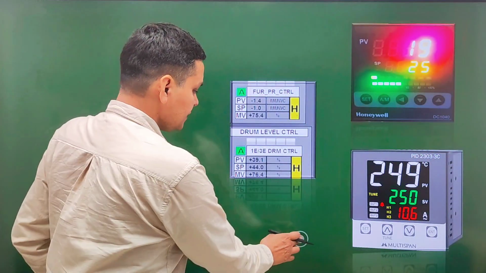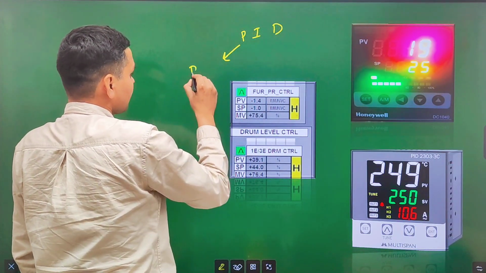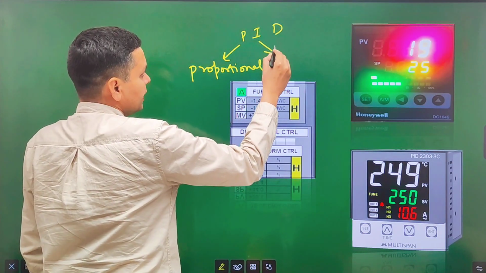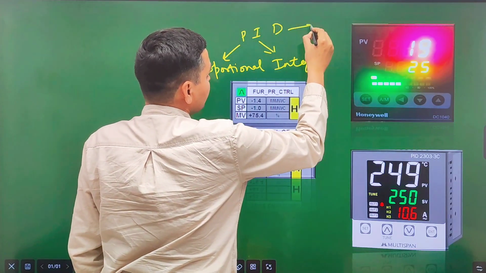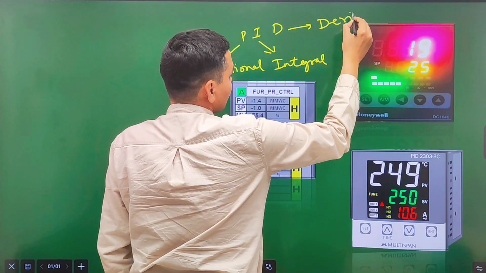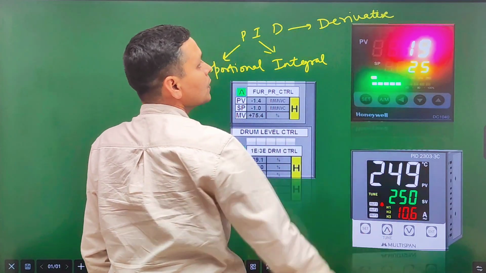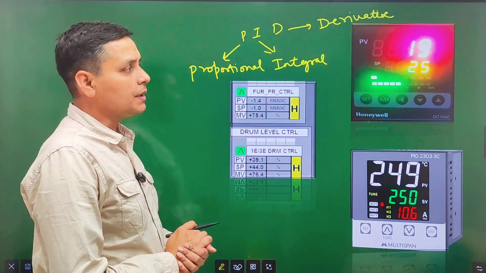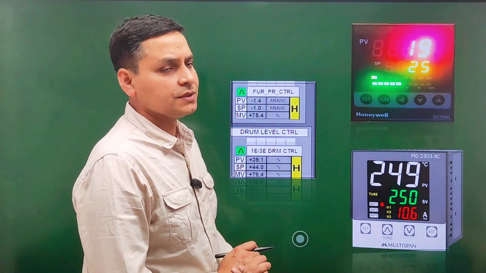Let's begin. Now look friends, PID controller means P for proportional, I for integral, and D for derivative. So the PID controller full form is proportional integral derivative controller. PID controllers control various parameters and processes automatically.